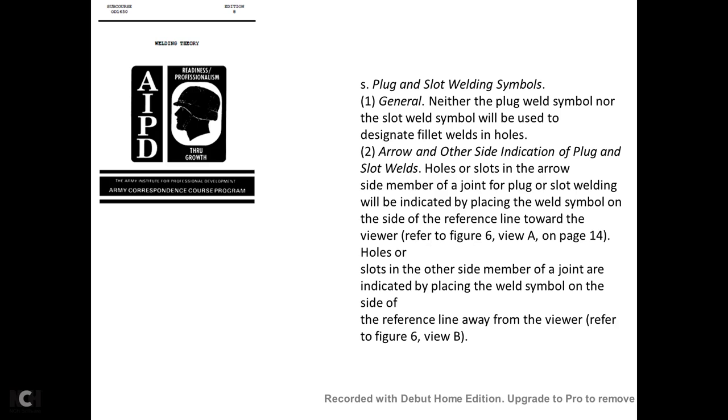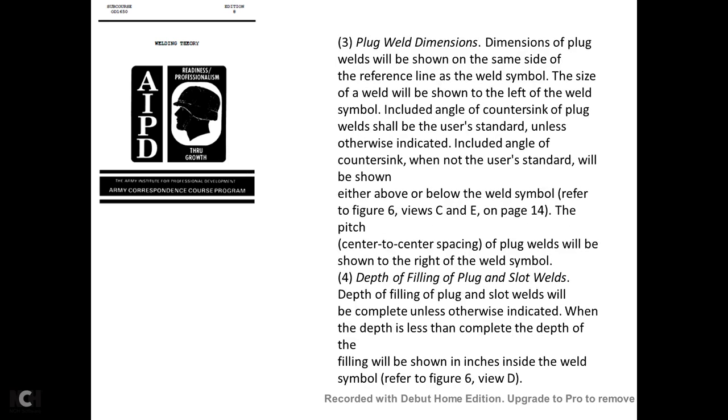Holes, slots, and other side of the member on the joint are indicated with the placing of the welding symbol on the side of the reference line away from the viewer. Plug welding dimensions: the dimension of a plug weld should be shown on the same side of the reference line as the welding symbol. The size of the weld should be shown on the left of the welding symbol.